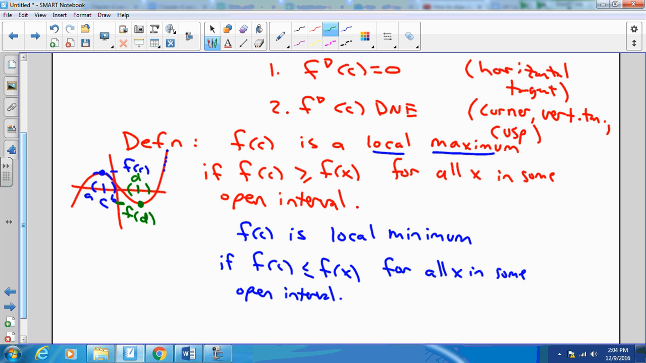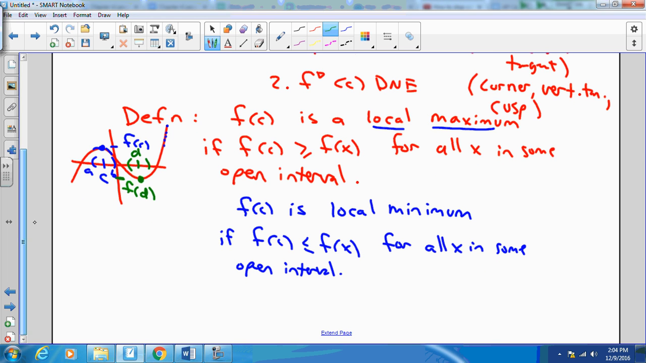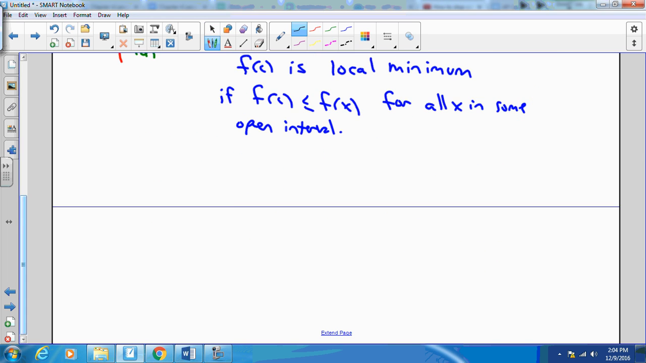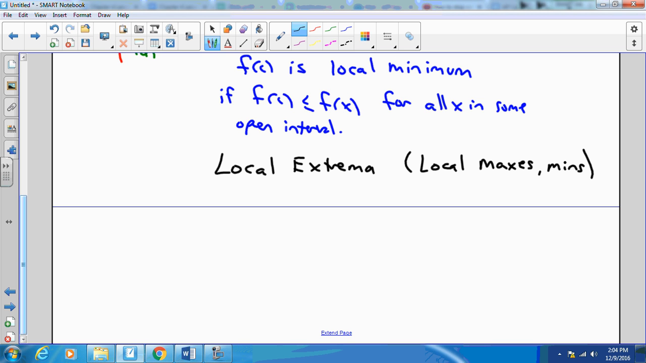How are we doing so far? Do these definitions make sense? Taken together, the local maximum and local minimum are called local extrema. So a local extrema is just a way to describe local maxes and mins. And it's the plural of extremum, or extreme value. The extremes of something are the edges. Yes, that's right. The local extrema could be local maxes or local mins. Okay?